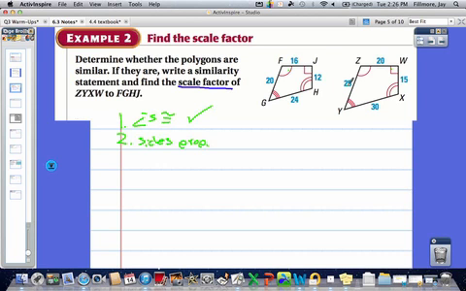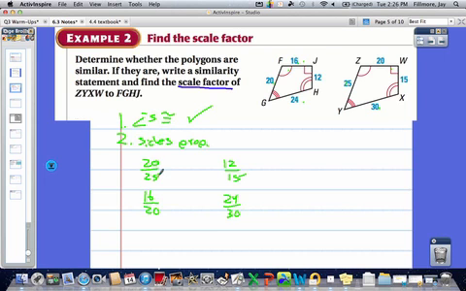20 over 25 should equal 16 over 20, which should equal 12 over 15, which should equal 24 over 30. So all these ratios should end up equaling each other. Now as a reminder, this time I'm starting with the small side over the large side, so I need to be consistent. Small over large, small over large, small over large, small over large. Consistency. So let's reduce these.